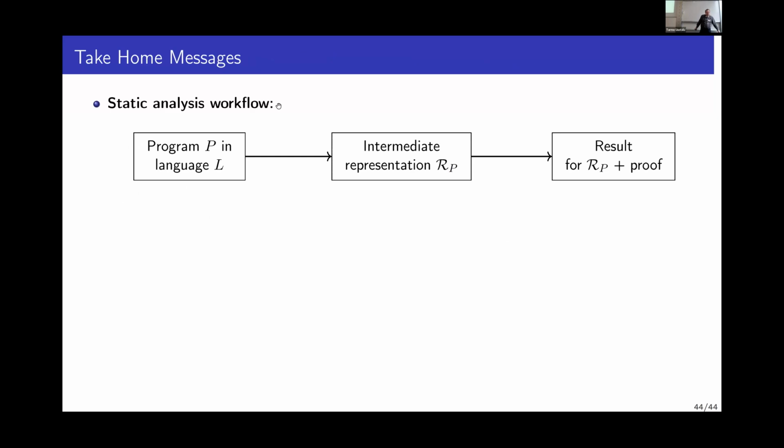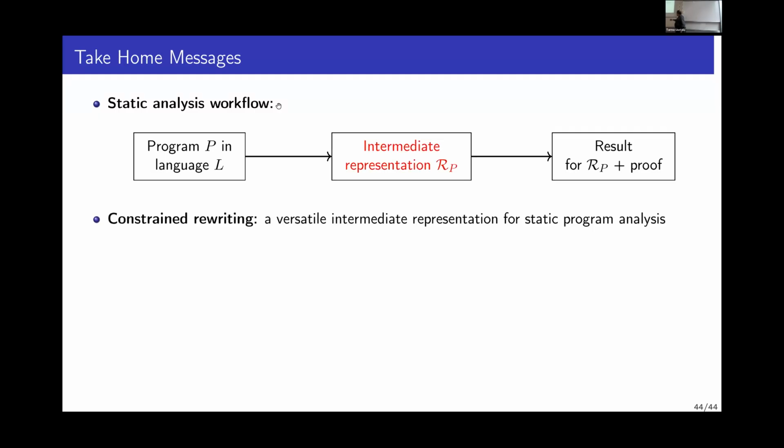And to wrap up the whole talk with the take-home messages. The workflow I propose for static analysis is: take a program, translate it to an intermediate representation, analyze that, and you get a result that carries over to the original. Constraint rewriting is a very versatile intermediate representation that can also be extended. If you need more features, just add them. You should just have an idea of how to automate reasoning about them.